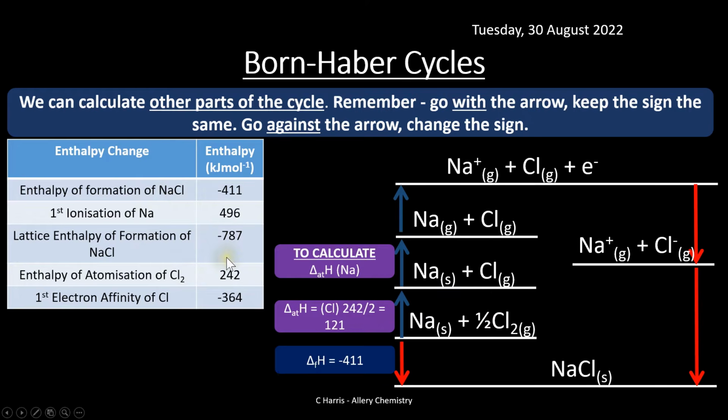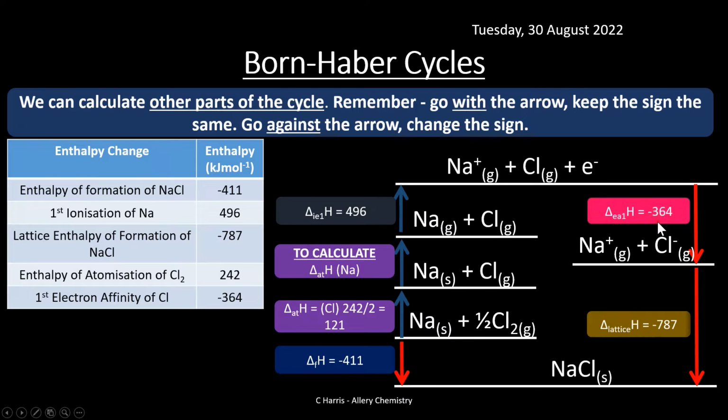They haven't given us that information here. The ionization is 496. The electron affinity is minus 364, and this time they have given us the lattice enthalpy of formation, minus 787. So here we want to work out this bit here. We're going to apply the same principle: start here, end here.